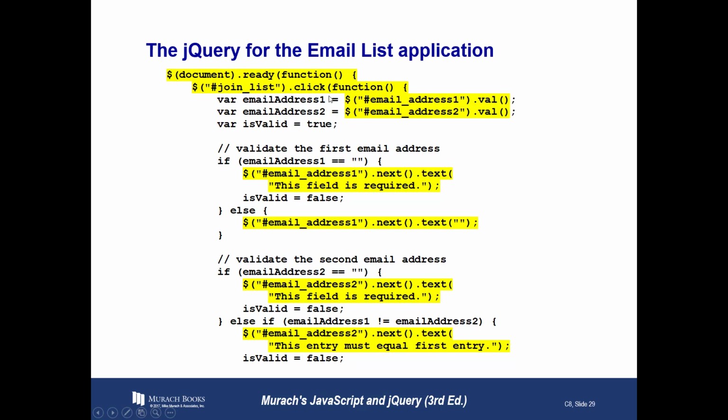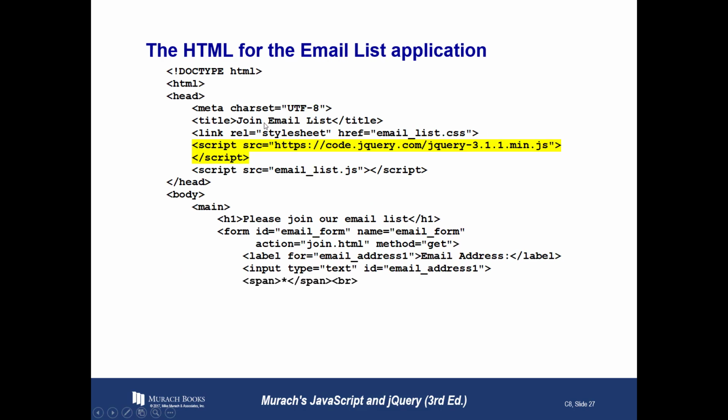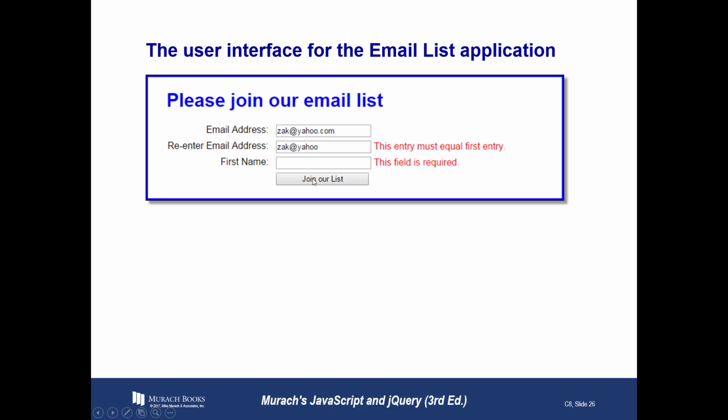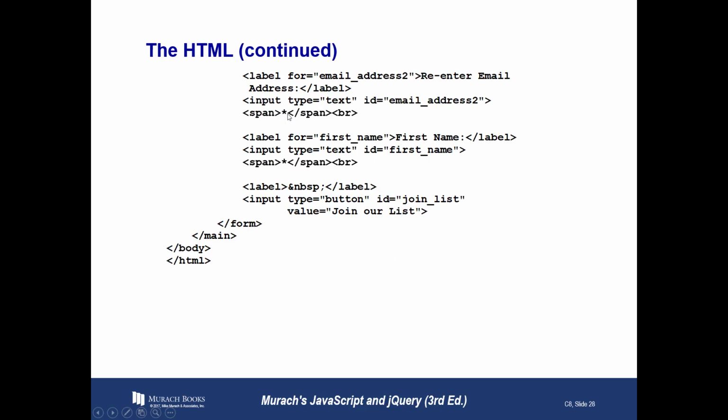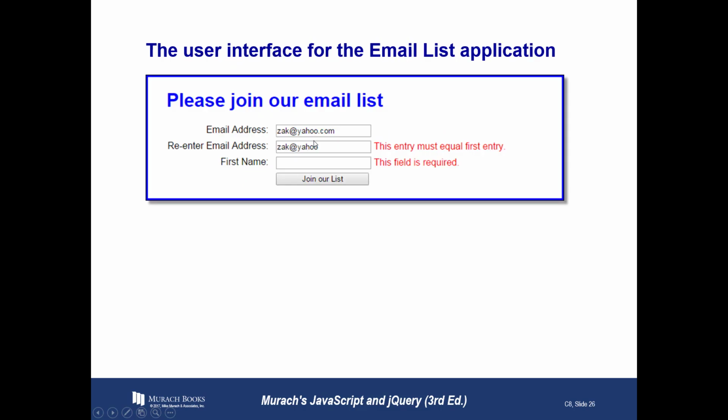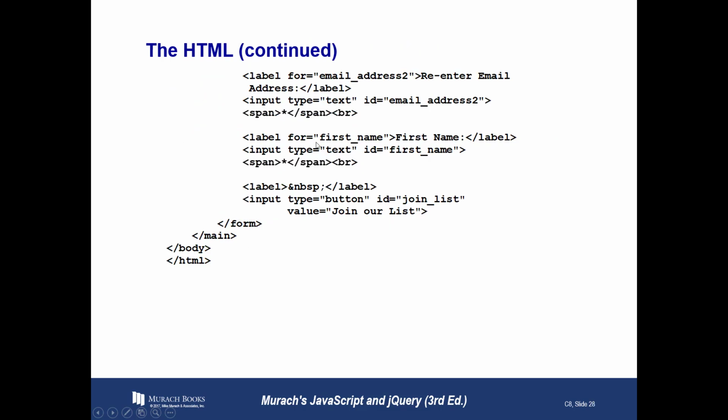This says when we click something with an ID of join list, which would be right there, join our list. So when we click that button, what do we want to have happen? Well, we want to grab whatever was put into that first email text box and assign it to email address 1, and whatever was in the second email text box and assign it to email address 2. So that's this and this.